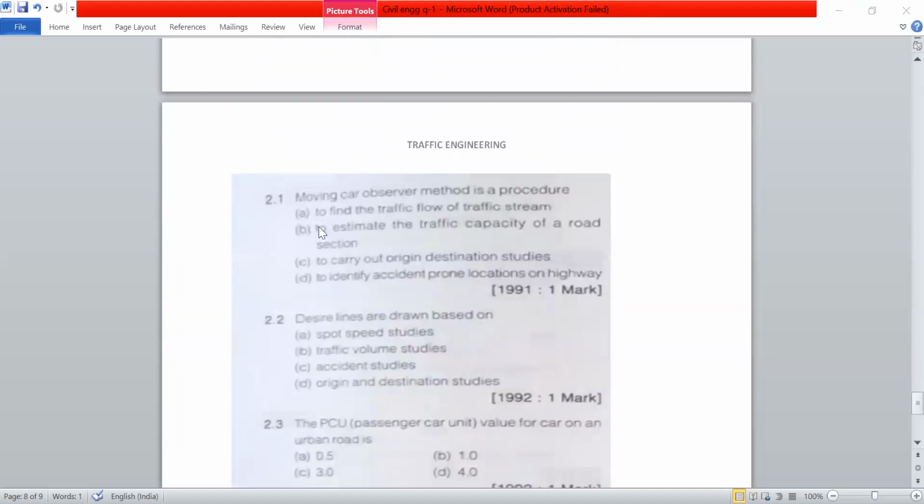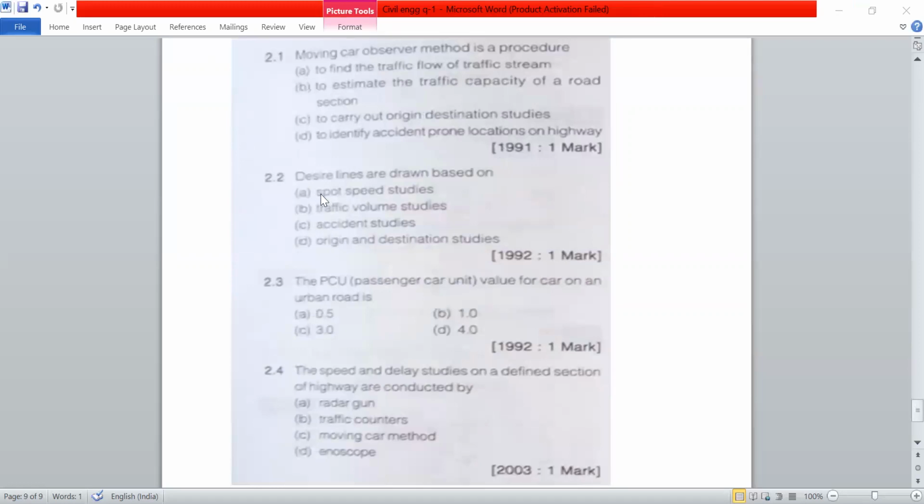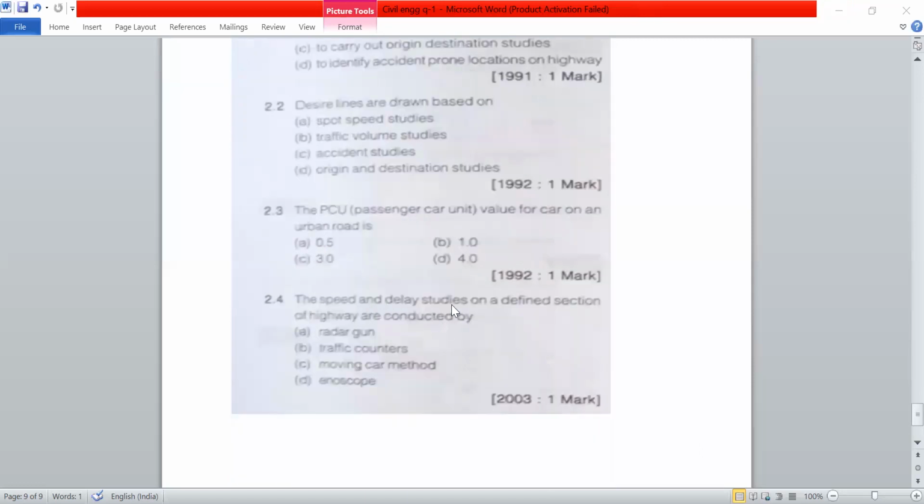Moving car observer method is a procedure to find the traffic flow of a traffic stream. Desired lines are drawn based on origin and destination studies. The PCU value for a car on an urban road is 0.5. The speed and delay studies on a defined section of a highway are conducted by the moving car method.